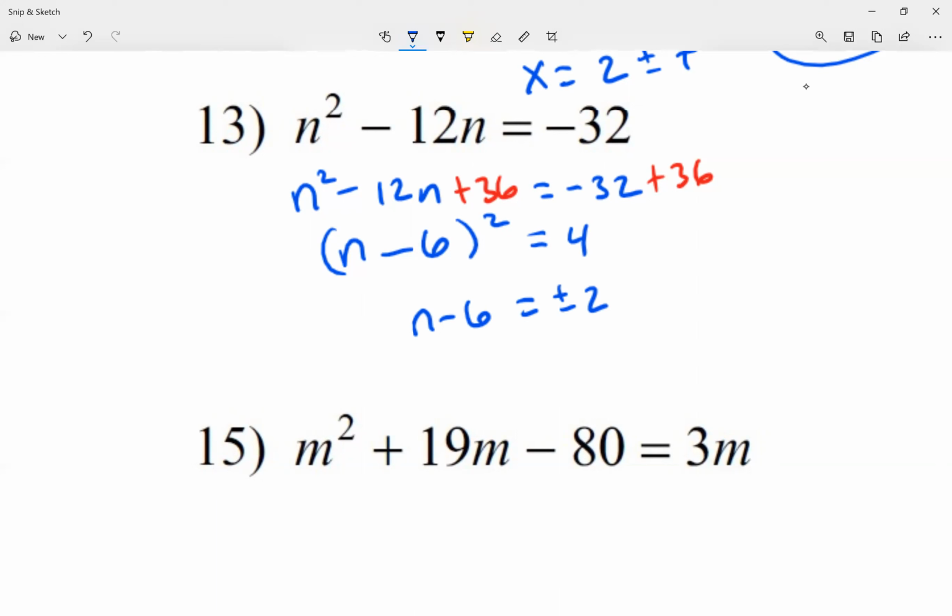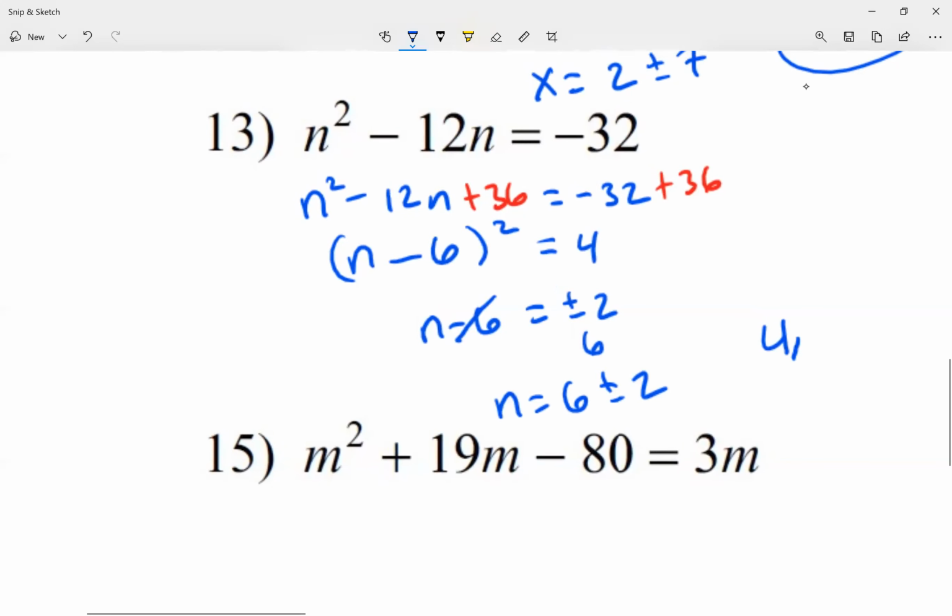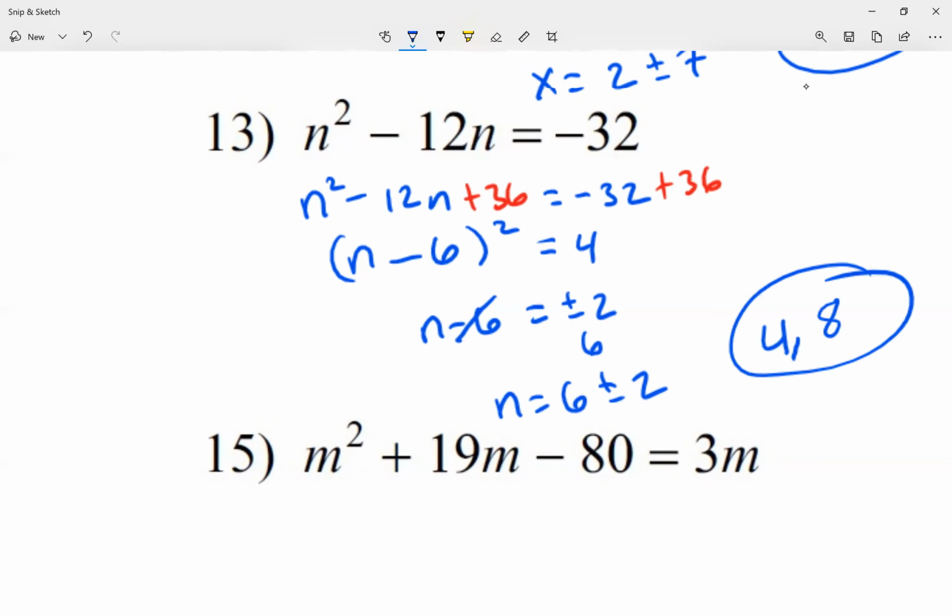I want this -6 away from the n. So this -6, I'm going to move it over as a +6. So I have that n is equal to +6 plus or minus 2. Okay, so I'm going to use the plus or minus to come up with my answer. For my smaller number, I'm going to use the minus part. 6 minus 2 is 4. And 6 plus 2 is 8. So my answers are 4 and 8.